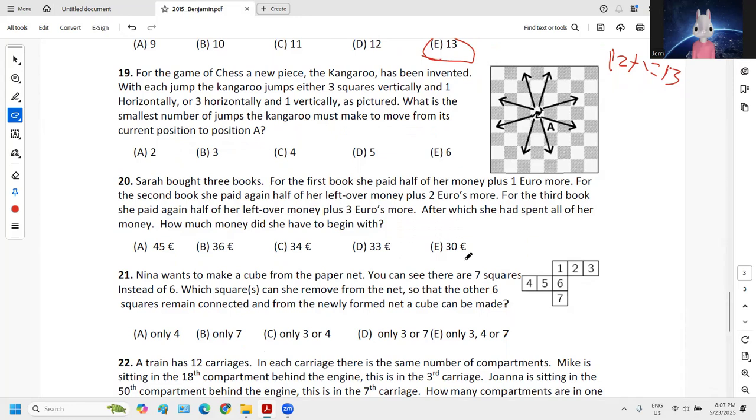So right now, we can move from here 1, 2, 3 horizontally and 1 vertically, and 1, 2, 3 vertically and 1 horizontally. Now 1, 2, 3 vertically and 1 horizontally. It took us 3 moves, so B is the answer.